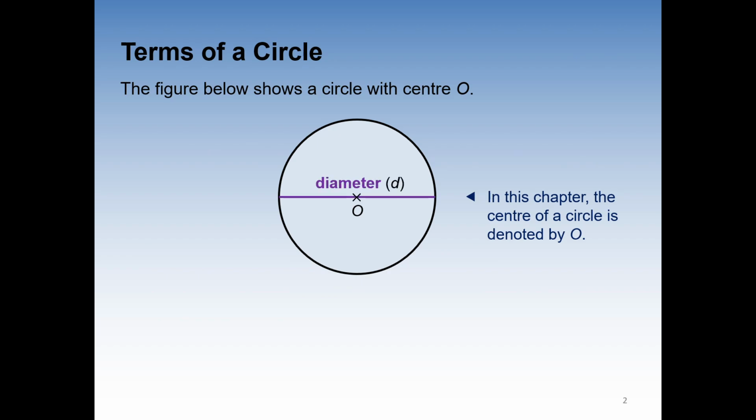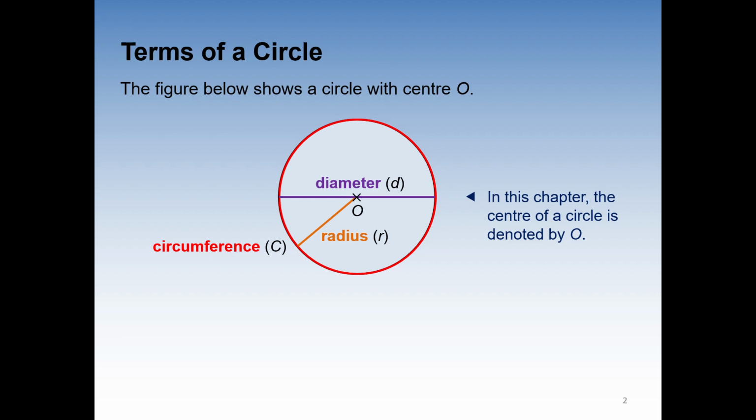Number 1. The diameter is the longest straight line inside of the circle, which passes through the center. Number 2. Radius. Radius is the straight line joining the center to the circumference. Number 3. Circumference. Circumference is the outlying curve of the circle.